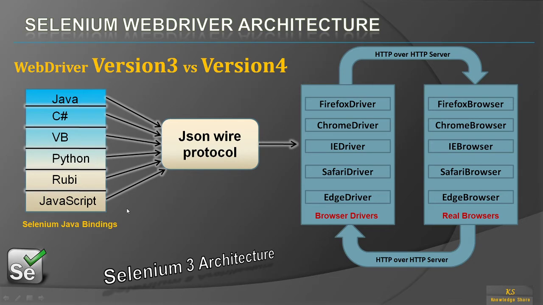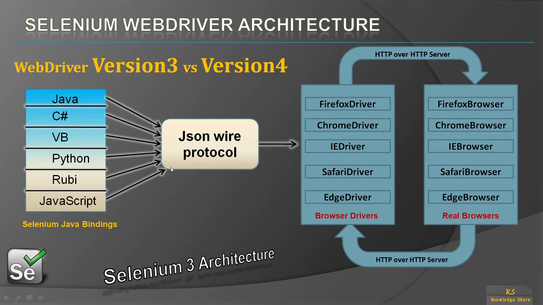Now this program should communicate with your browser. That means your browser should be open. You should run your application. That means you should click on something. You should do some operations like you do in manual testing, right? Now, in order to do that, your script cannot directly do that. It should have some interface.